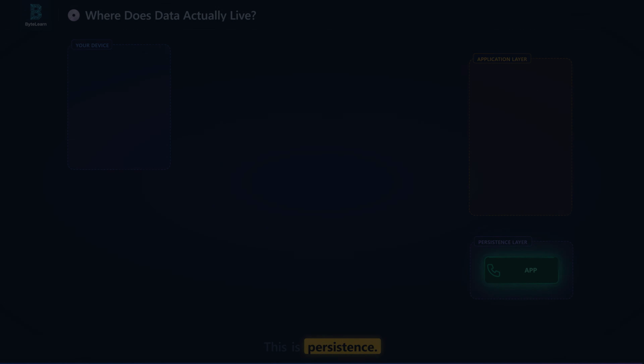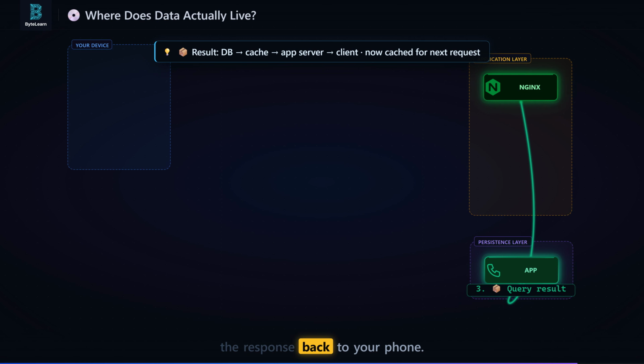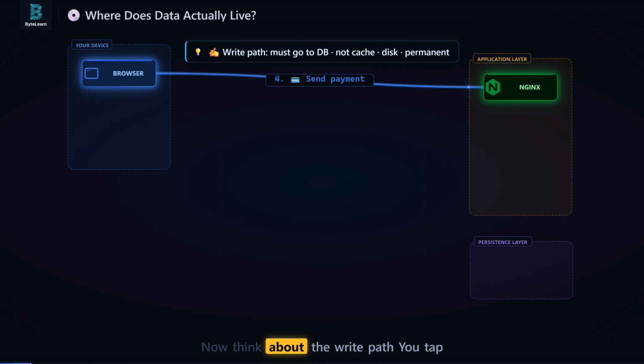This is persistence. The database returns your transaction records. The app server packages them into a JSON response, caches them in Redis for future requests, and sends the response back to your phone.